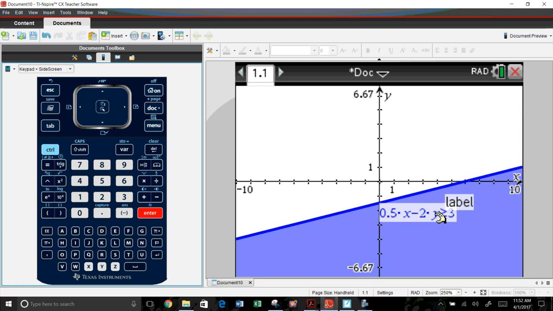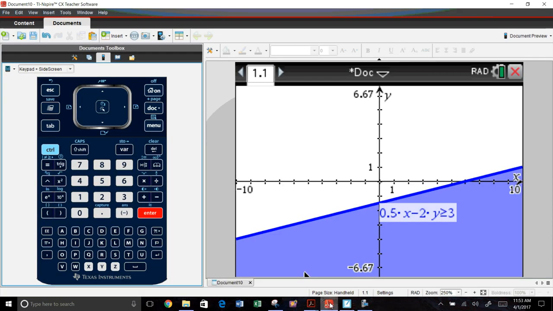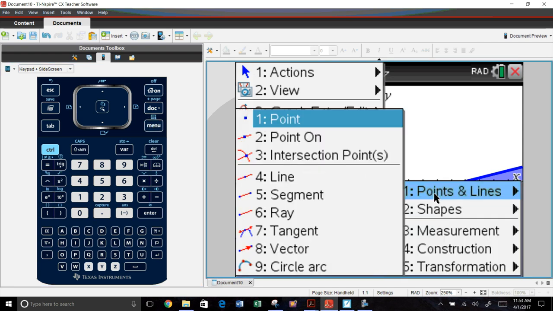Alright, so we're going to go ahead and enter these choices right here. And what we should see is one will be in the shaded section. So we go back to our graph. Now, to plot these points, we can go into our geometry menu. So we're going to go Menu, Geometry. I want to put this into points, and I want to see it as a point.